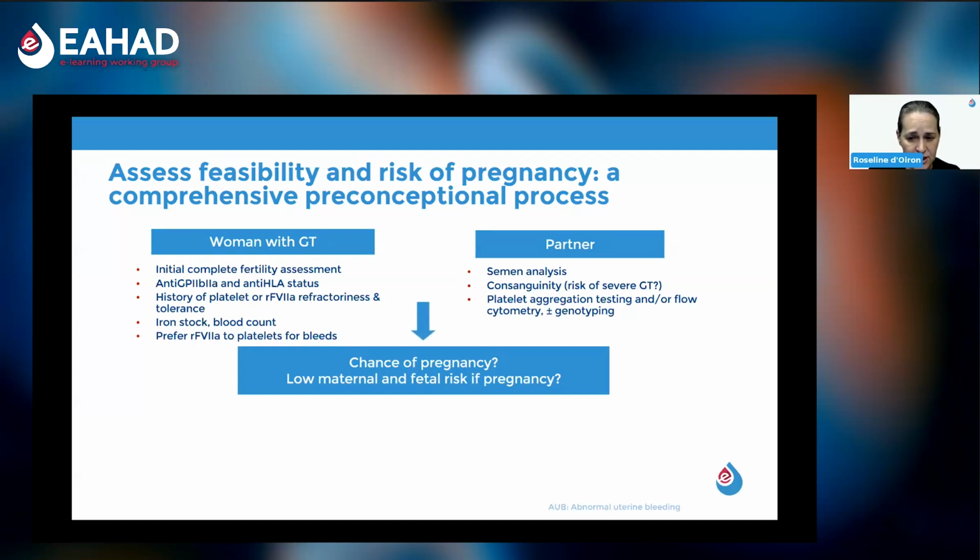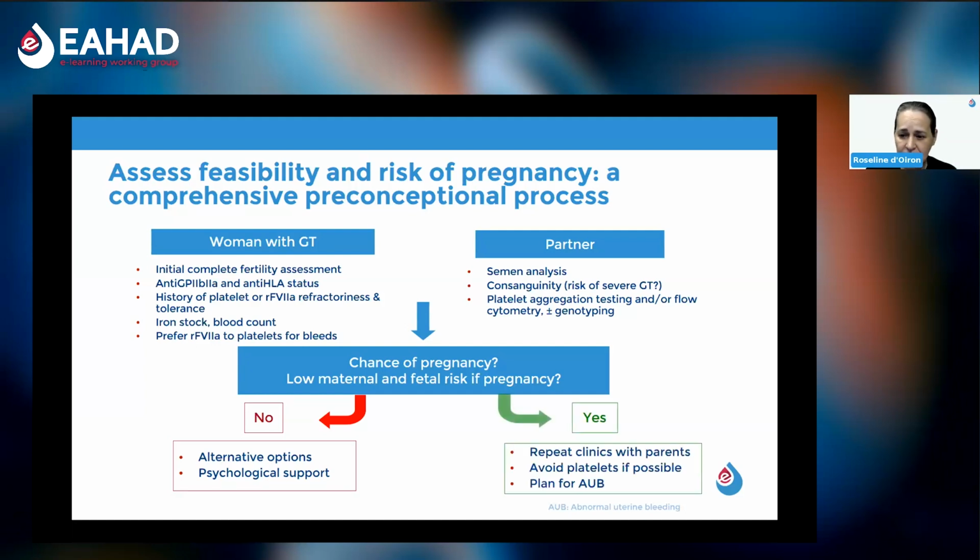Then you will evaluate the chance of obtaining a pregnancy, and what could be the risk not only for the mother, but also for the fetus regarding complications. And then, according to different stages, you may think that the chance of obtaining a pregnancy is very low and that the risk is extremely high, and then potentially propose alternative options and psychological support, but no access to pregnancy.